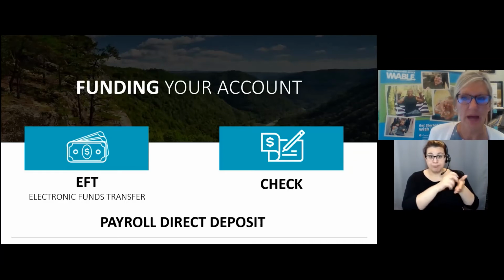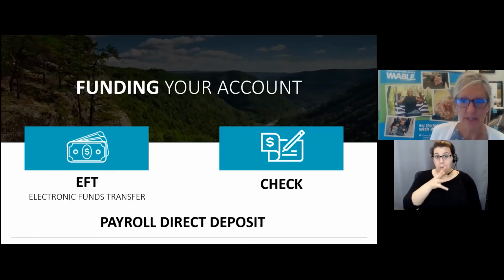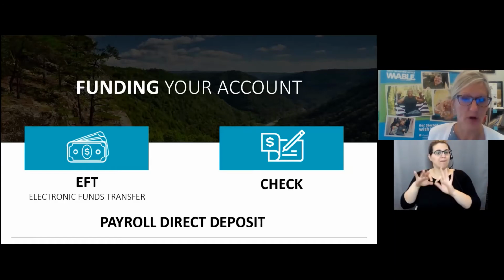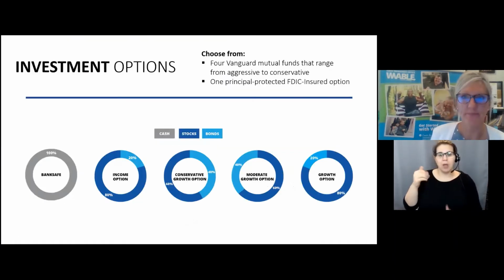This can be done by the beneficiary that is working, or a parent or a family member or friend who wants to contribute a portion of their check on an ongoing basis. And we have forms to set this up at the resources tab of our WVABLE.com website.